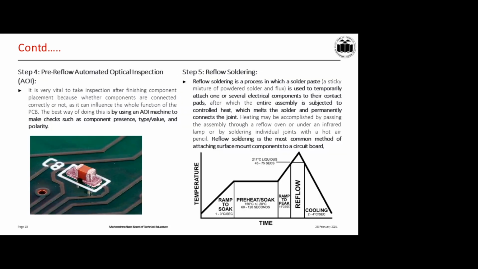After component placement, next is the pre-reflow automated optical inspection, the AOI. Using this AOI machine, we check the component presence, that is its type or value, and the polarity, whether it is properly connected or not. So that is step number 4. Next is step number 5, reflow soldering.